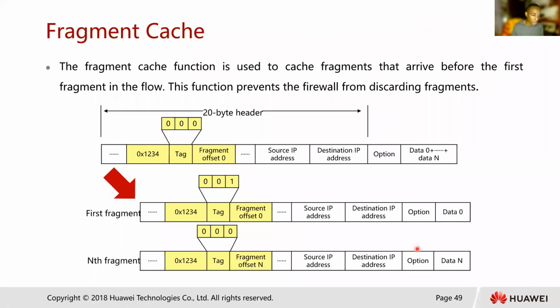Also have what you call fragment cache. I'll just mention the function, I'll not go into the details. It's used to cache fragments that arrive before the first fragment in a flow, and it prevents the firewall from discarding fragments. So it actually keeps parts of the cache, especially when you're having encapsulation and decapsulation. So fragment cache is usually there.